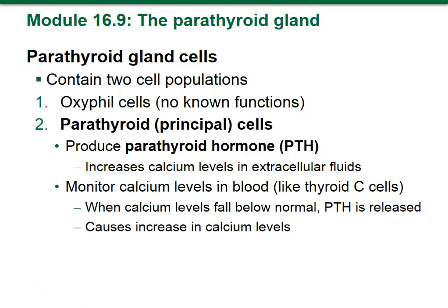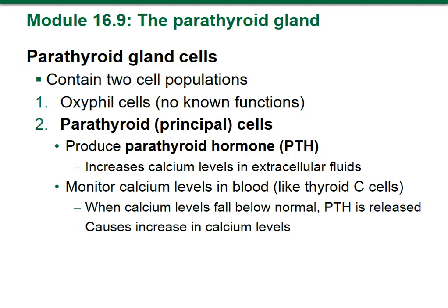So the parathyroid principal cells produce parathyroid hormone, or PTH, and these increase the calcium levels in the extracellular fluid. Now, what was the hormone produced by the thyroid gland that does the opposite? I just mentioned it. Calcitonin. We'll come back to that later, talk about how they work together. In this case, the parathyroid hormone increases calcium levels in your extracellular fluid.